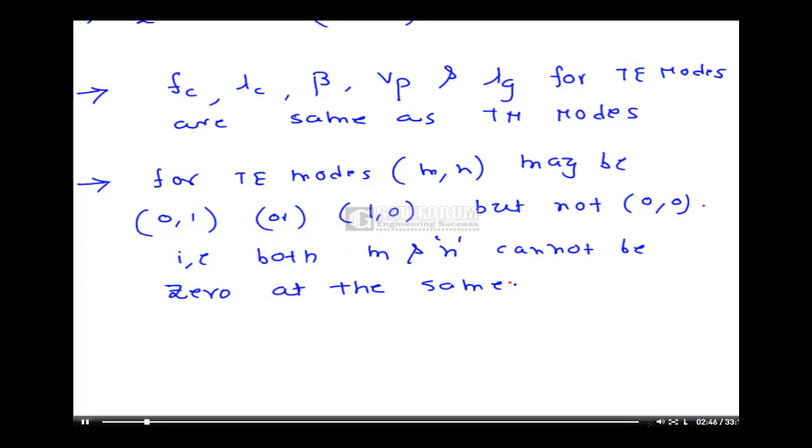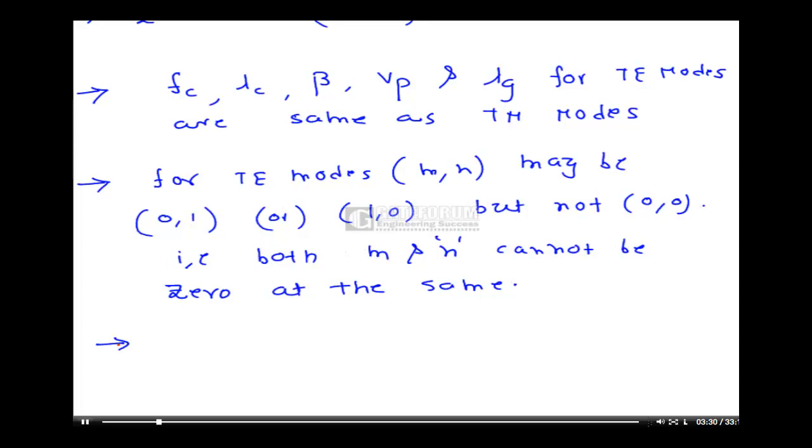If you compare this statement with TM mode propagation, the difference is that in TM mode propagation, m is not equal to 0 and n is not equal to 0. So the lowest possible mode there is TM11, but here either m may be 0 or n may be 0. It is valid, but both are not zero at the same time. So 0, 1 and 1, 0 combinations are possible here, whereas these combinations are not possible in TM modes.